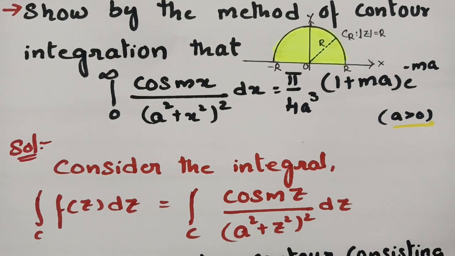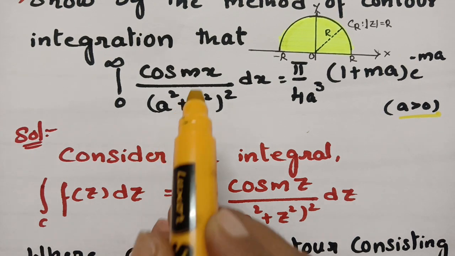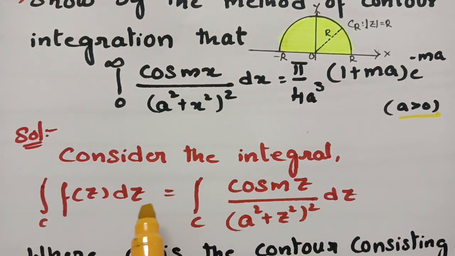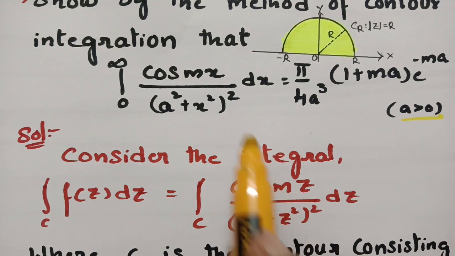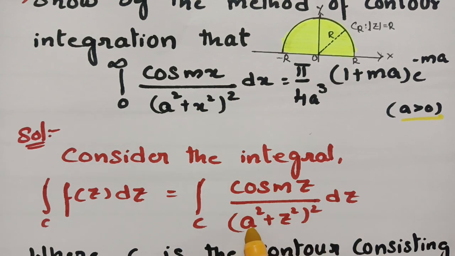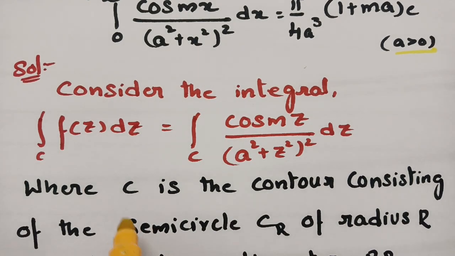First of all, we have to consider the integral as it is in terms of x. So I am transforming this in terms of a variable z. So integral f of z dz can be written as cos of mz by (a square plus z square) whole square into dz. Now here is the C. C is nothing but the contour.